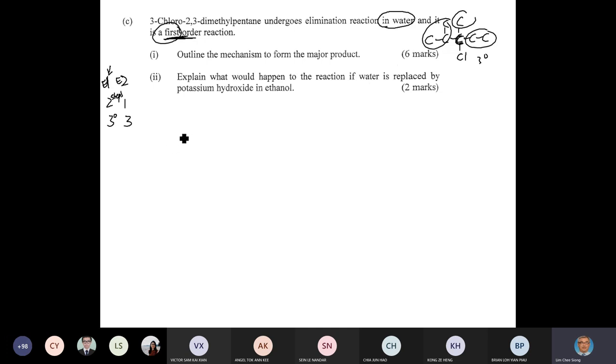This is the mechanism. I didn't show the HR, so in the exam, don't follow me. I just show you the way. The first step, the Cl itself leaves. Remember, the bonding electrons move with it, so you can show the bond moving and forming this compound. And this we call carbocation, with a positive charge, followed by Cl with 8 electrons.